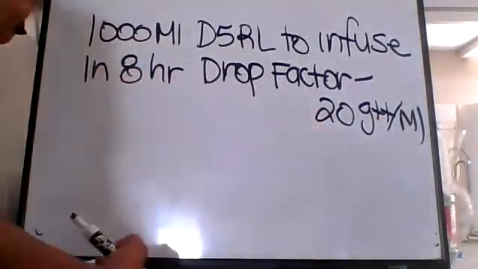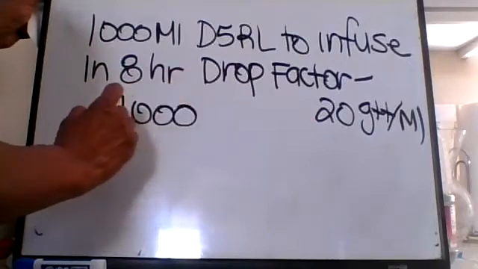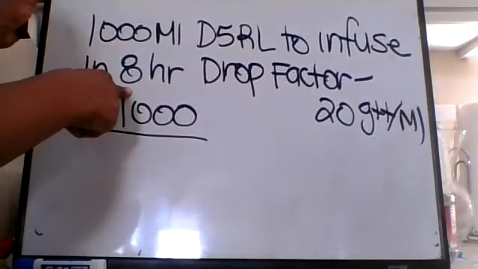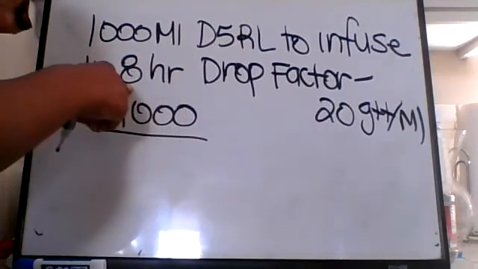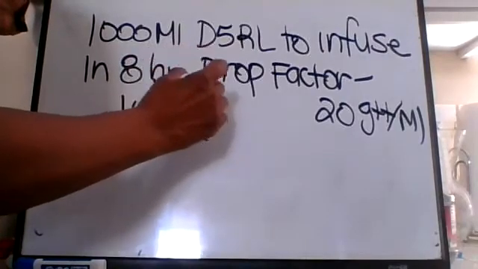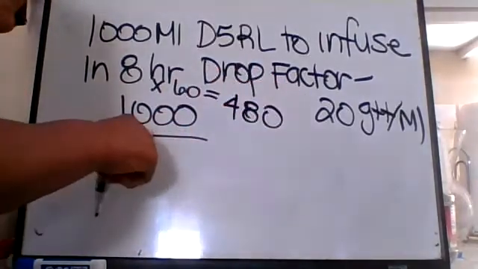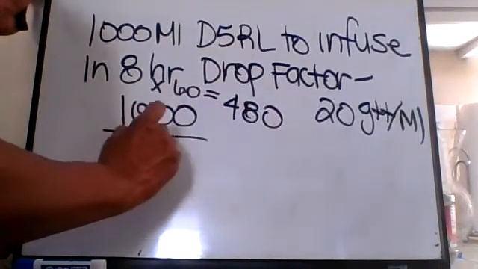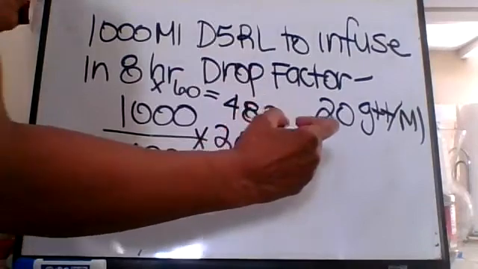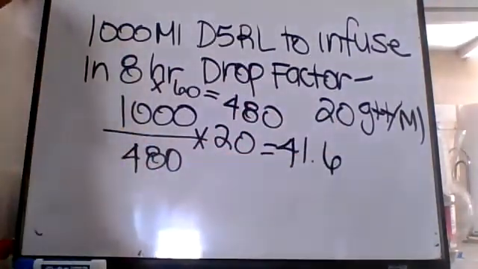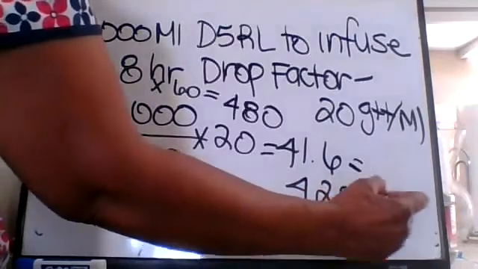Okay, so we know we have a drop factor. So remember, this is the drop factor formula. So the setup is this, it's 1,000. These are the milliliters to be infused, divided by minutes is the formula, but this is in hours. So that means that we have to convert these hours to minutes to fit the formula. To convert hours to minutes, we multiply by 60 because there's 60 minutes in an hour, and that gives us 480. So now we have 1,000 milliliters to be infused divided by 480 minutes times the drop factor, which is 20. The answer comes out to 41.6. But remember with IVs, they're always rounded to the whole number. So it's 42 GTT per minute.